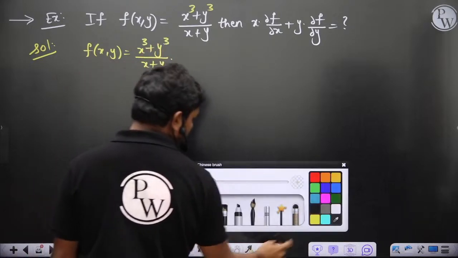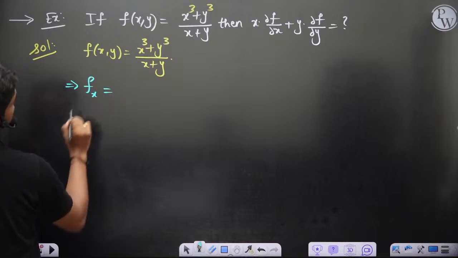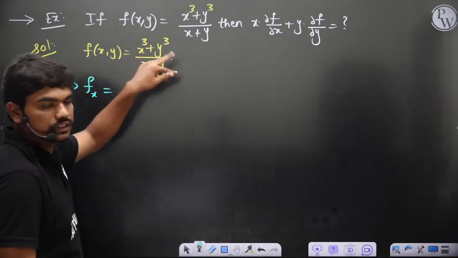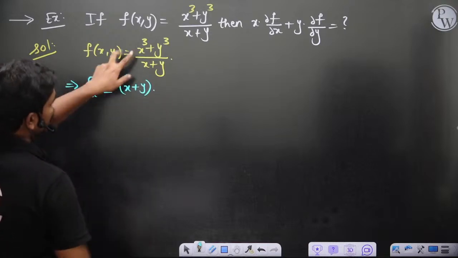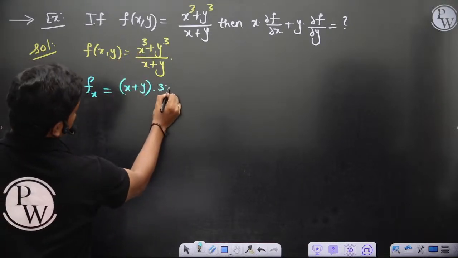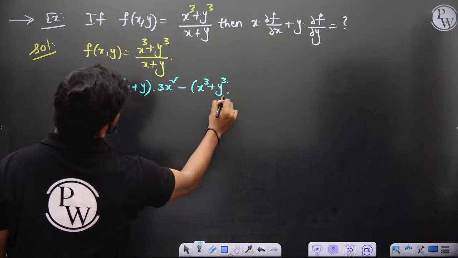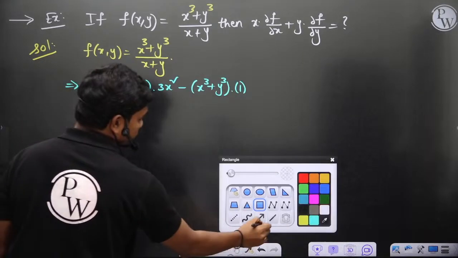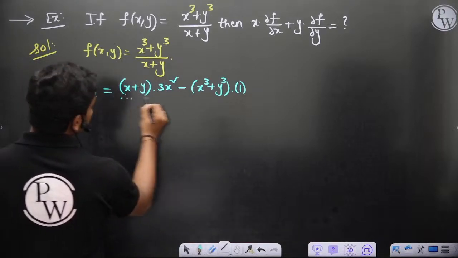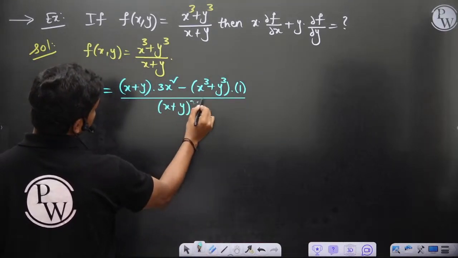Then let's calculate fx. If you calculate the partial derivative with respect to x, it's a ratio of two functions. First, the denominator function times the derivative of the numerator function, which is 3x square, minus the numerator function times the derivative of the denominator with respect to x partially, which is 1, divided by (x plus y) whole square. Okay, so this is the partial derivative.